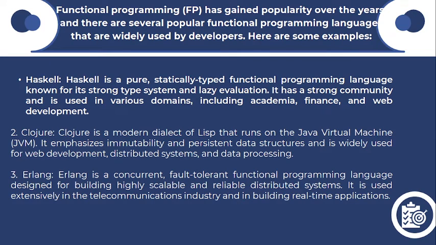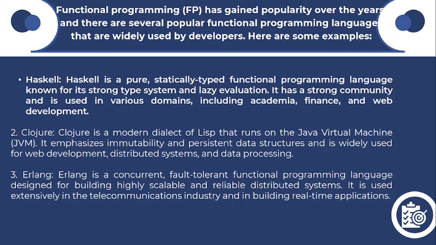Number 1, Haskell. Haskell is a pure statically typed functional programming language known for its strong type system and lazy evaluation. It has a strong community. It is used in various domains including academia, finance, and web development. Number 2, Clojure. Clojure is a modern dialect of Lisp that runs on the Java Virtual Machine, JVM, that emphasizes immutable and persistent data structures. It is widely used for web development, distributed systems, and data processing.